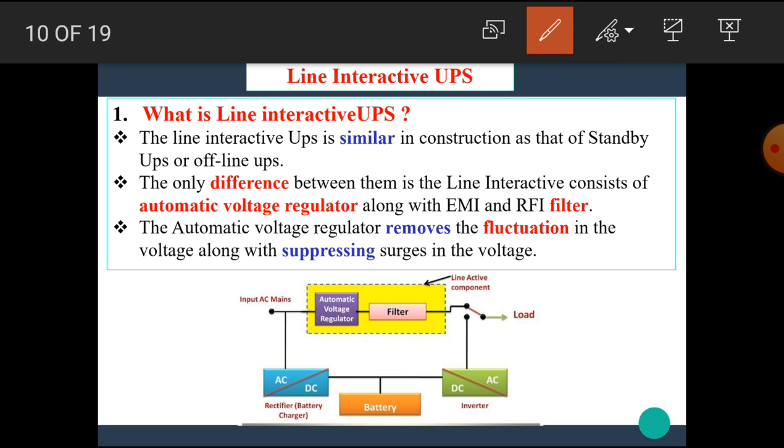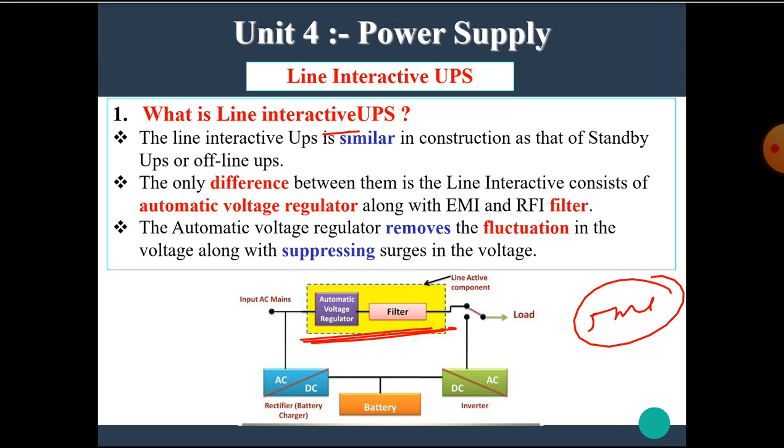That means we see that in offline UPS there is a switch which connects the AC mains or the inverter to the load. Here the switching time is 5 milliseconds, and in this time, when the switch changes its position, the large spikes or large voltage can damage other components of the system. Hence, to remove or smooth these spikes in line interactive UPS, an additional part is used, known as the automatic voltage regulator and the filter. Okay, this is the main difference between these two types of UPS.